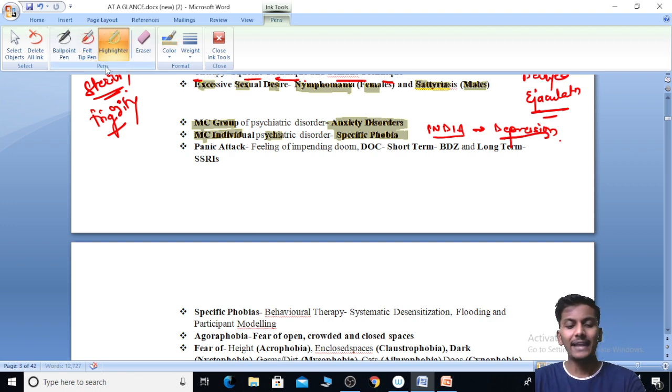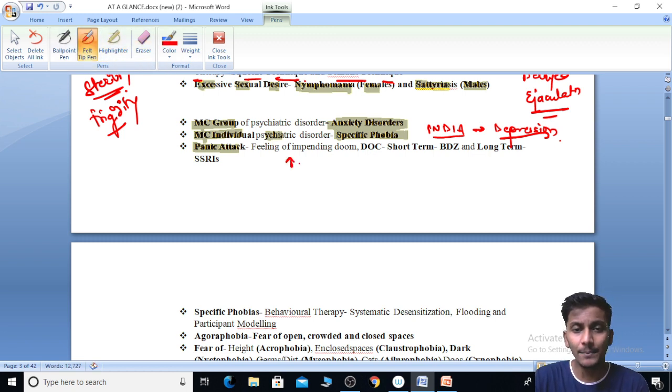Now, what do we mean by panic attack, guys? So please remember, panic attack is usually a feeling of impending doom. What happens in panic attack? The person experiences a feeling of impending doom. What do we mean by that? It is an acute attack of intense anxiety. There is so much excessive anxiety that the patient is not able to cope up with it. Please remember, the patient experiences that he is almost about to die. This is what is known as feeling of impending doom, that is seen in panic attack.